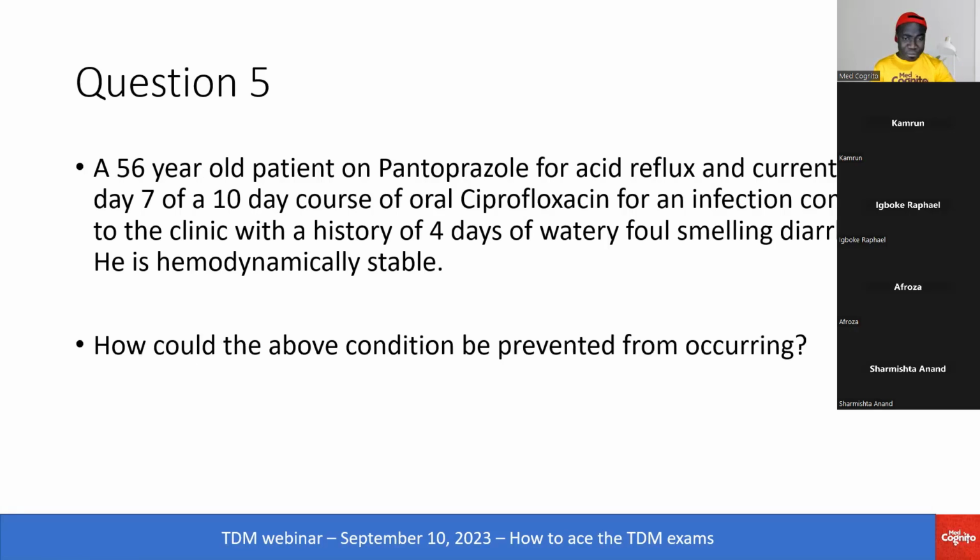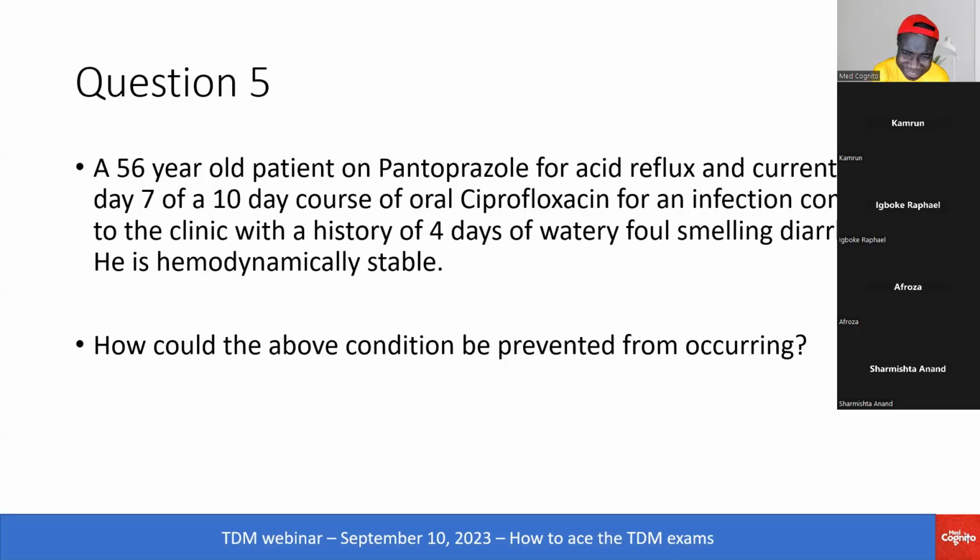So you see, the exam is very simple, very practical things. Then, how could the above condition be prevented from occurring? If you face this question, what will you say? Any help? Don't administer both together. Sure. What else can you do? Remember, there's an illness prevention part as well. What else can you do? Lioresal we can administer. Bifidobacteria or something. What do you say?